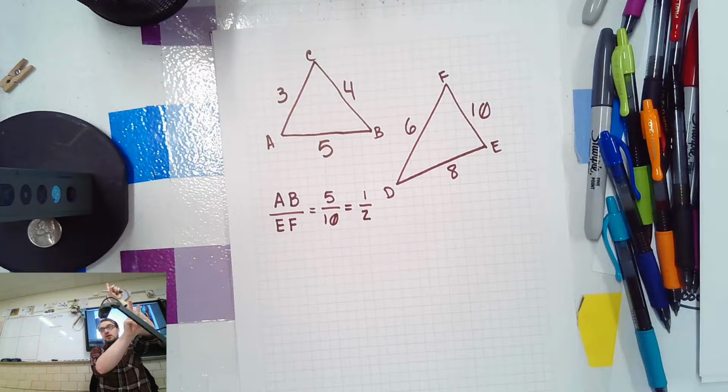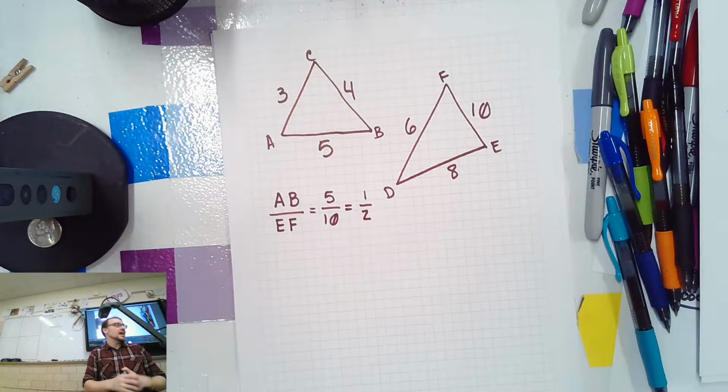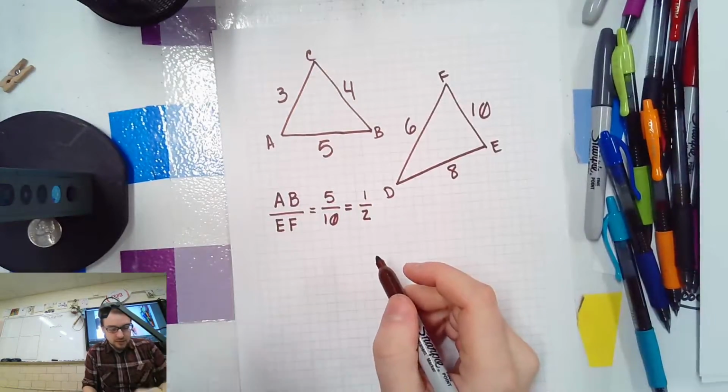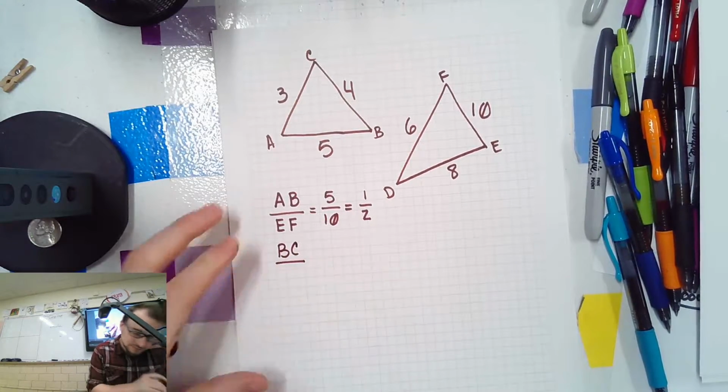Going from small to big, or from big to small, we have it. Going from small to big, we double it. Does that make sense? The relationship is 1 to 2. We can write it as a half or 2 over 1, depending on which way you're going. Now, AB relates to EF. What does BC relate to on the other triangle?